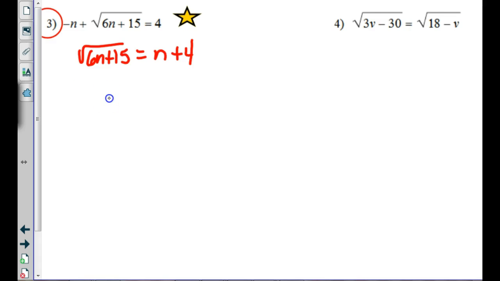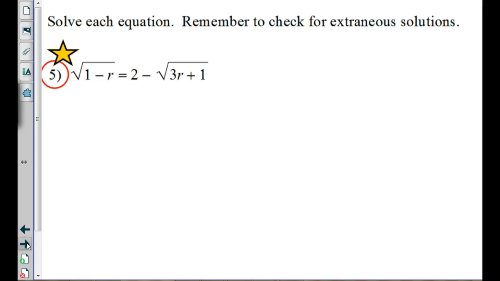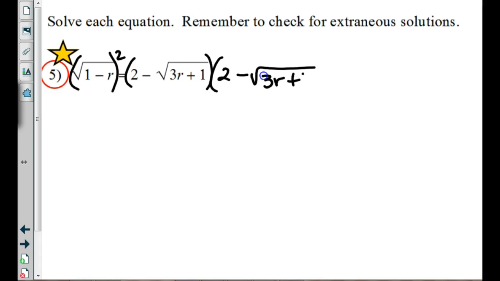Oh, I don't have much time, do I? What's the other one that's homework? Yeah, this number 5 is homework. Okay, this is an awful question. To square the left-hand side is going to be nice, but to square the right-hand side, I have to do what? Multiply it by itself, because everything isn't in a radical.